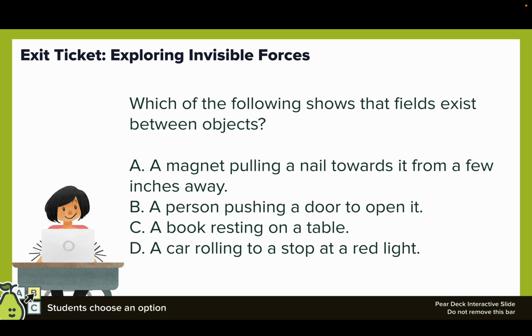Go ahead and think about that for a minute. All right, you should have been able to identify that a magnet pulling a nail towards it from a few inches away is showing a magnetic field existing between these two objects, even though they're not touching. All of the other choices show two objects touching. The person touches the door as the person pushes it to open it. A book is touching the table as gravity is holding it in place on the table. The car's brakes are touching the car wheel as the car stops at a red light.